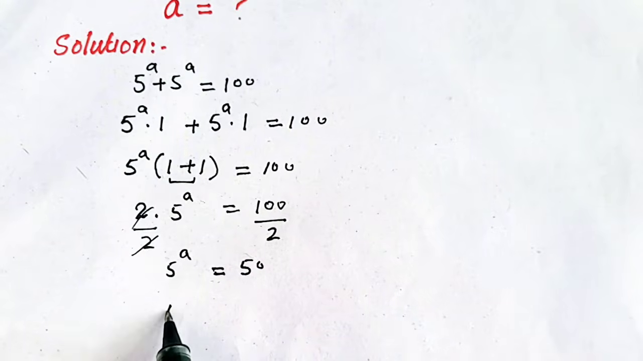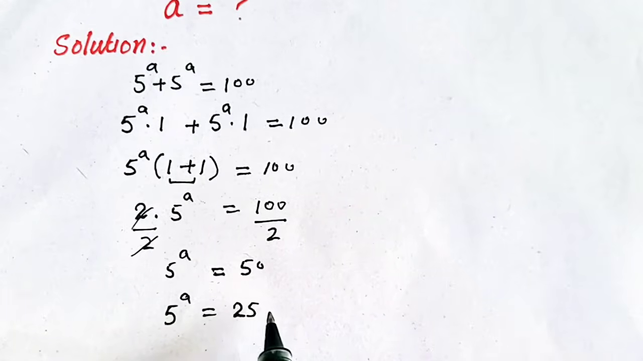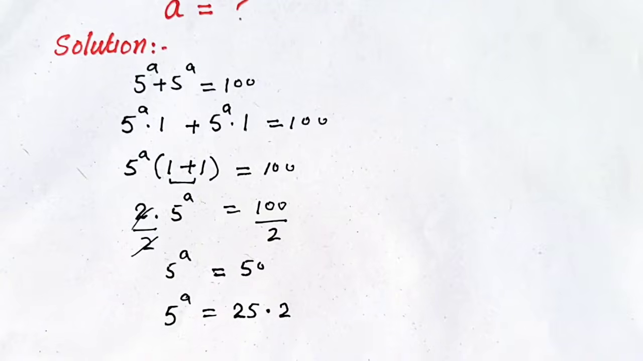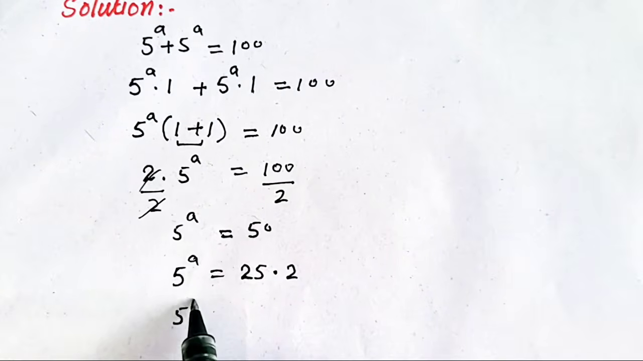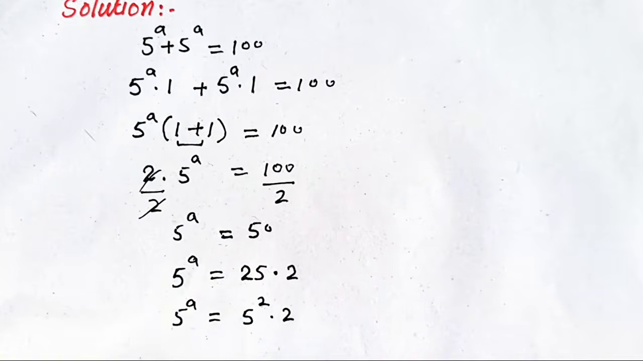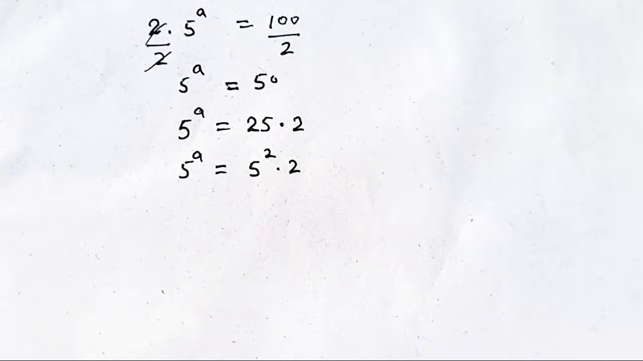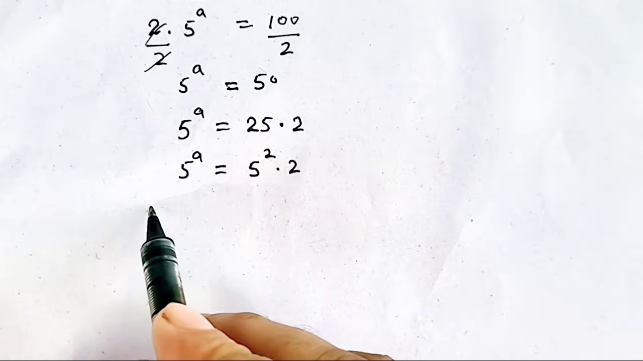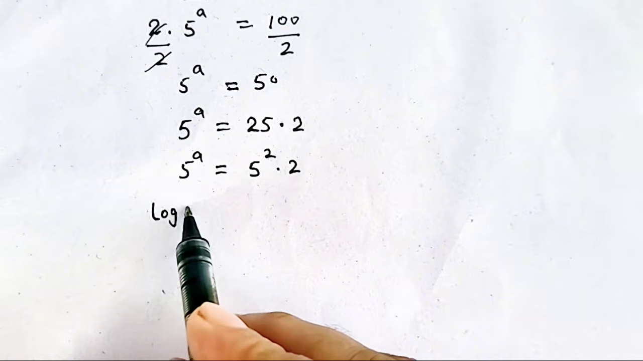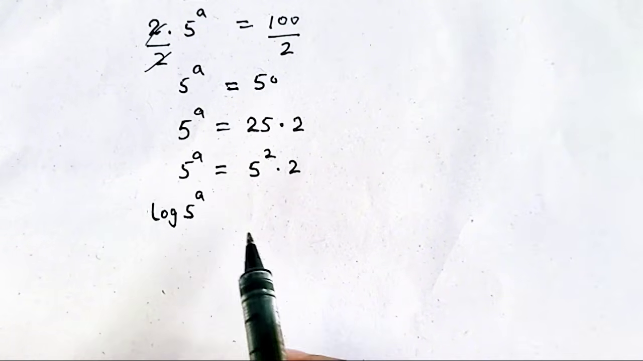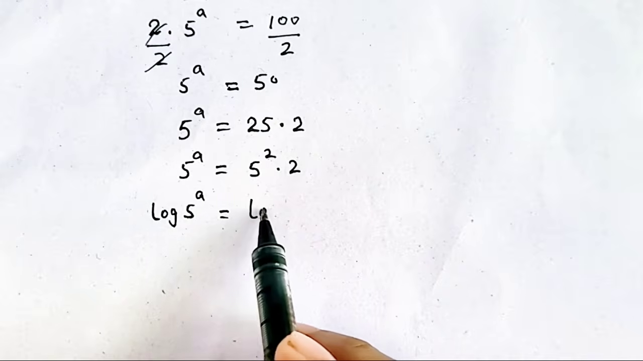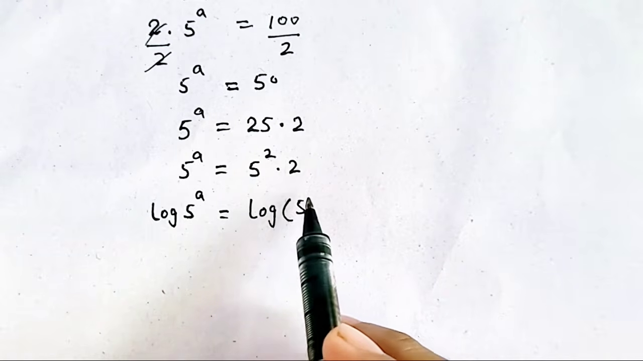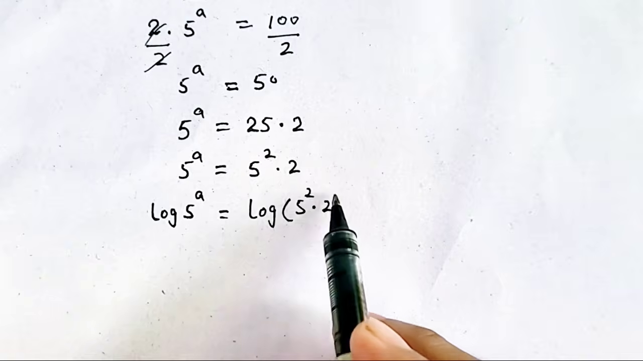Now we will break 50 and we will get 25 times 2. Now 5 raised to a is equal to 5 squared times 2. Now we will take logarithm on both sides. We will get log 5 raised to a is equal to log of 5 squared times 2.